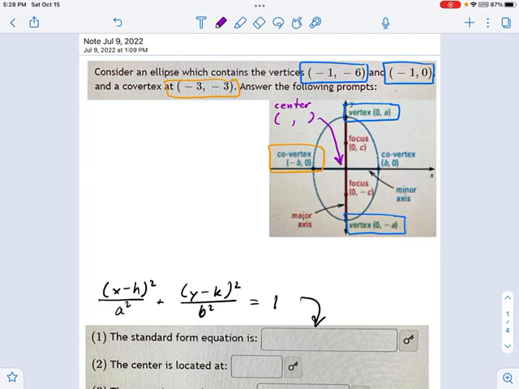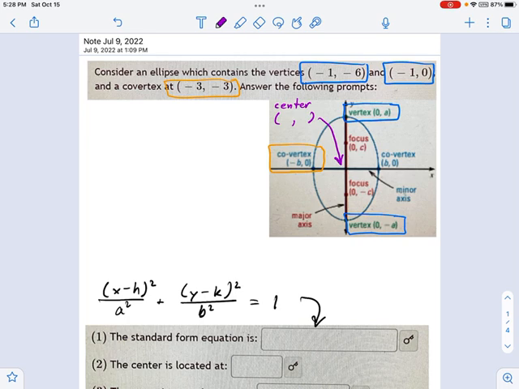We're going to characterize this ellipse based on two vertices and a co-vertex that are given to us. And you can see I kind of outlined where those are on this graph. I've got the vertices in blue and the co-vertex in orange. And those really tell us quite a bit.